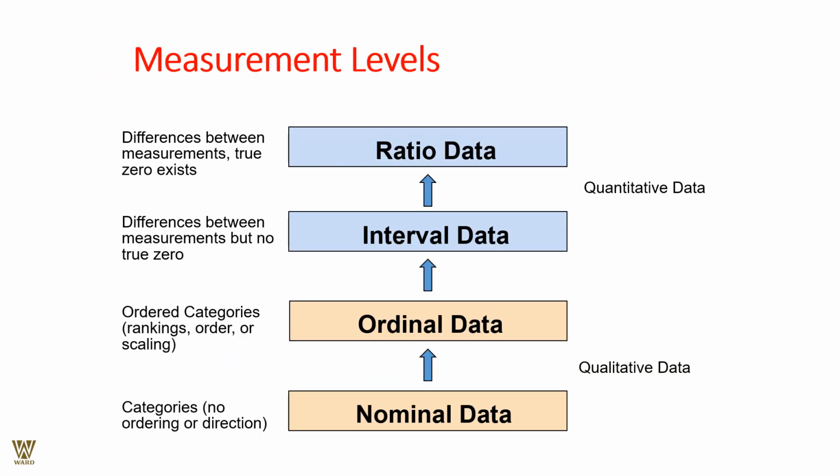Measurement levels. Now we're talking about various levels in terms of qualitative data and quantitative data. Remember the difference between measurements where a true zero exists: that's the ratio data. The difference of measurement with no true zero is the interval data. Ordered categories, ranking orders, are the ordinal data, and categories with no ordering, no direction, no sense, are the nominal data. So ordinal data and nominal data are qualitative data, whereas ratio data and interval data are quantitative data.